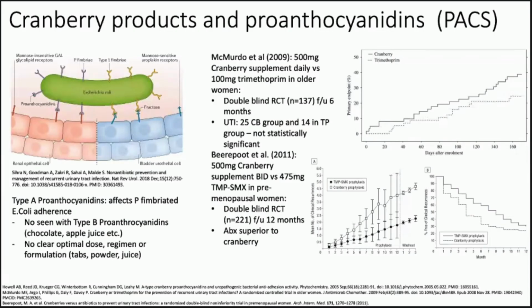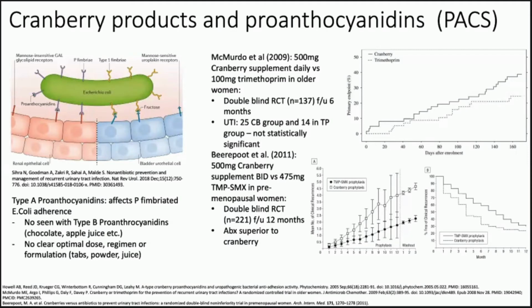So now I'm going to talk a little bit more about the evidence around the use of cranberry products and proanthocyanidins, otherwise known as PACs. One of the proposed mechanisms of action relates to the fact that cranberries contain fructose, which has been found to have a role in inhibiting the adherence of E. coli type 1 fimbriae to urothelial cell receptors in vitro.